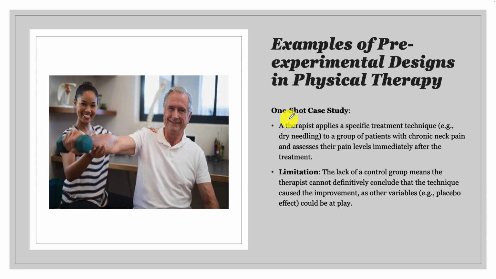Here's another example of a one-shot case study. So a therapist applies a specific treatment technique. Okay, so that would be our X, right? We have a treatment. Get that X there. And they were dealing with patients with chronic neck pain, and we're assessing their pain levels immediately after treatment. So what would that look like? Well, we would have treatment, assessment. Again, lack of control means that the therapist can't conclude that the technique caused the improvement in this particular type of study.